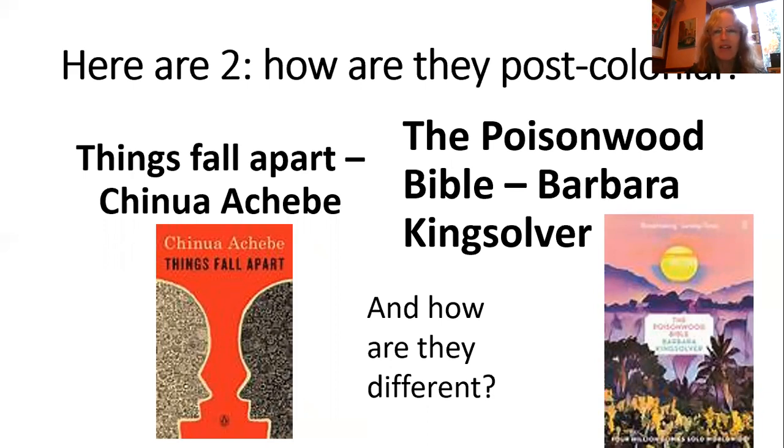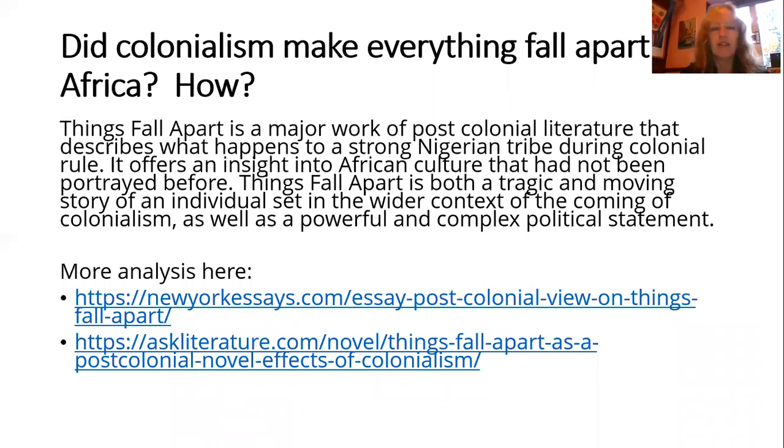Okay, well, the main reason they're different is that Things Fall Apart is written by an African, by somebody who was colonized. And The Poisonwood Bible is written by an outsider, a Western person who was one of the colonizers. So post-colonial literature has been written from both sides, and we're going to look at The Poisonwood Bible to contrast with Things Fall Apart. First, though, let's just briefly discuss Things Fall Apart. Did colonialism make everything fall apart in Africa, and how?